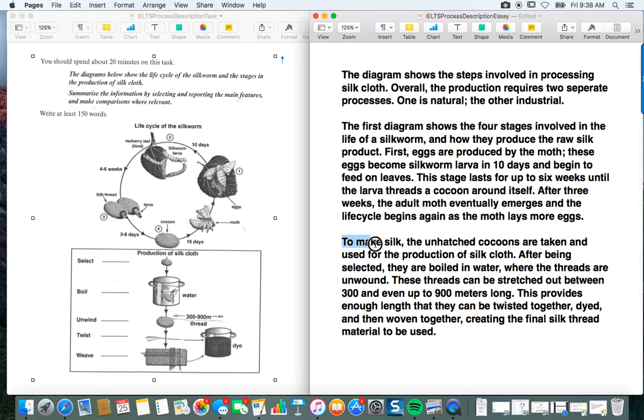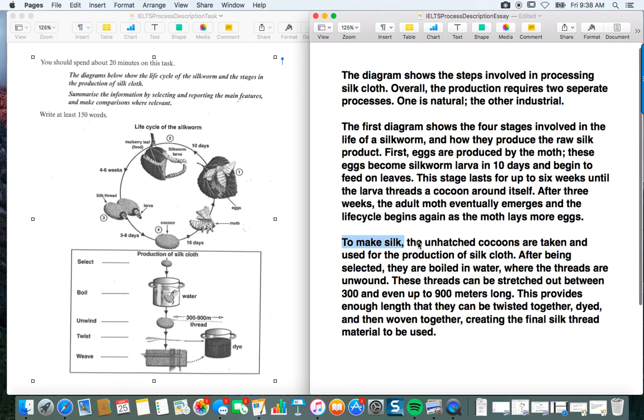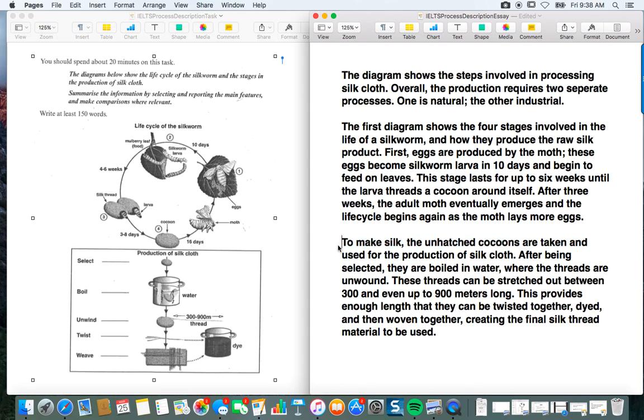Then, to make silk. So again, I've talked about making silk. So in less than one sentence, I've said we've got the final product. I could also say here, the next diagram shows, but then again, it's just a bit repetitive because I've already said that. So to make silk, the unhatched cocoons, so again, why it's important to know vocabulary. This is going to get you the vocabulary. The unhatched cocoons are taken and used for the production of silk cloth.